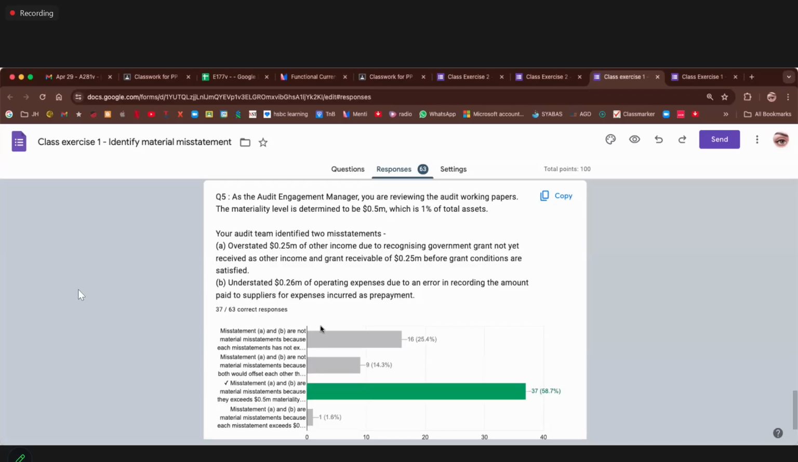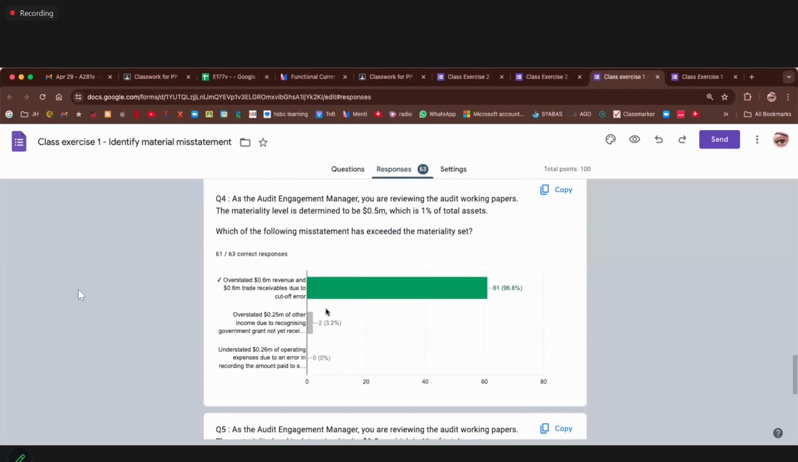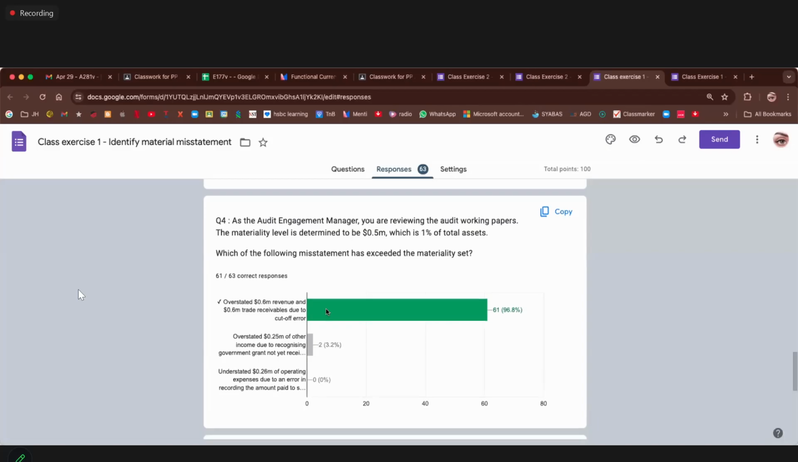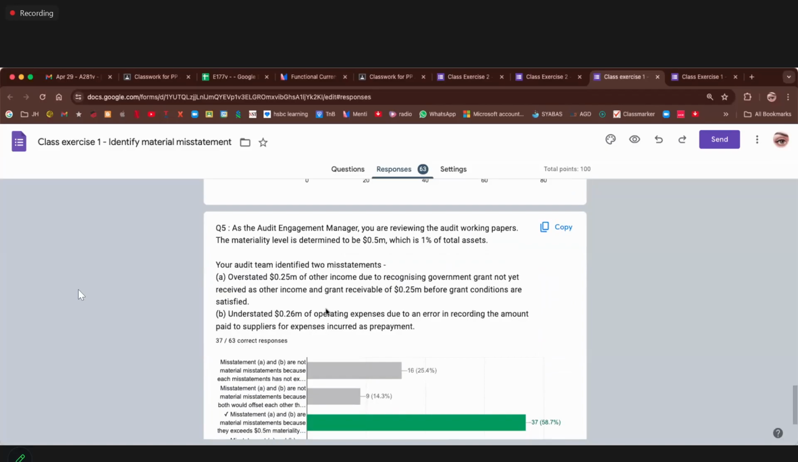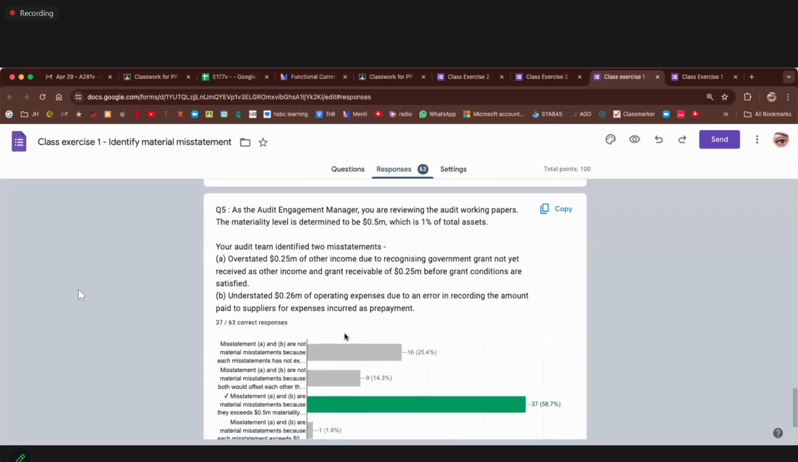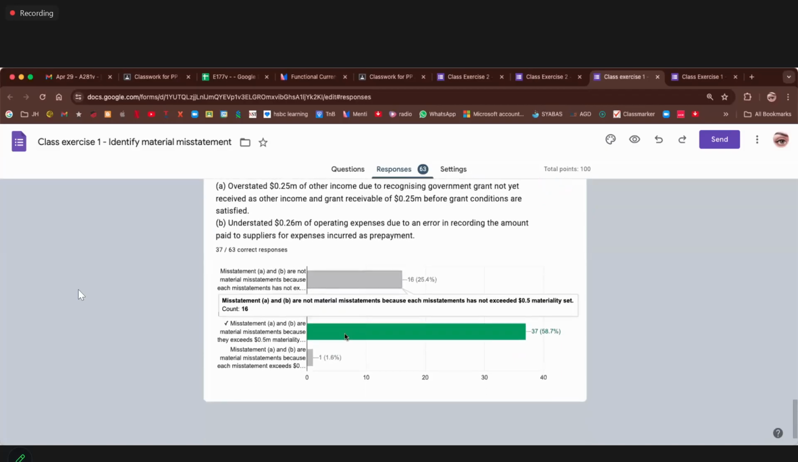statement or the opinion. So I just want to use these two questions to show you the differentiation of individual materiality and aggregated materiality that we apply on material misstatement. All right, so that is the difference.